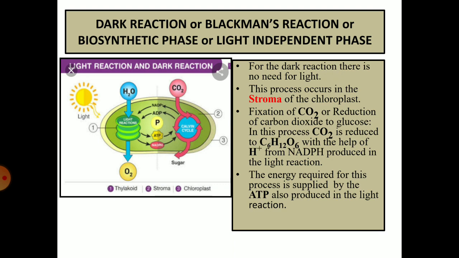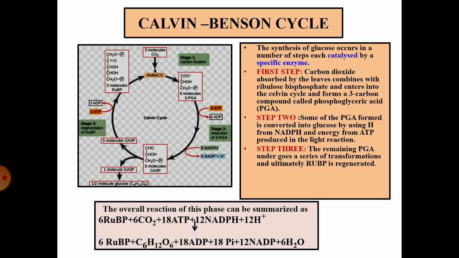Fixation of carbon dioxide or reduction of carbon dioxide to glucose. In this process, carbon dioxide is reduced to glucose with the help of H, which you get from NADPH produced in the light reaction, and ATP also, which we get from the light reaction. Now let us see how this happens in detail. The synthesis of glucose occurs in a number of steps, each catalyzed by a specific enzyme.